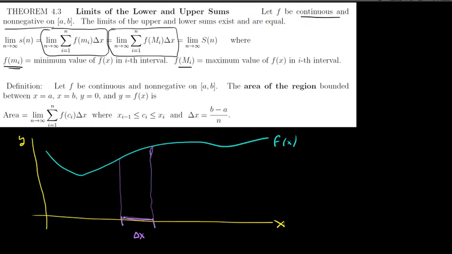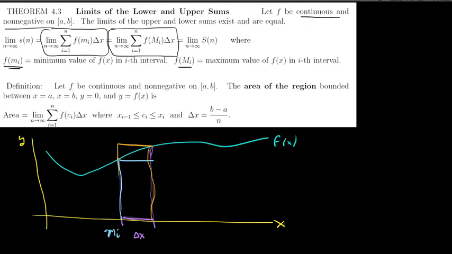Okay, so what would the lowercase mi be? The mi would give me the minimum height of the rectangle. That would be right here. This would be my mi, lowercase mi. So that's the smallest area this could possibly be. The biggest area would be way up here. It would be this whole rectangle.